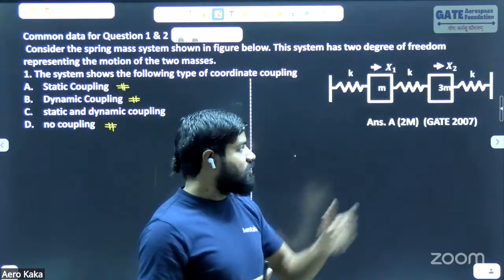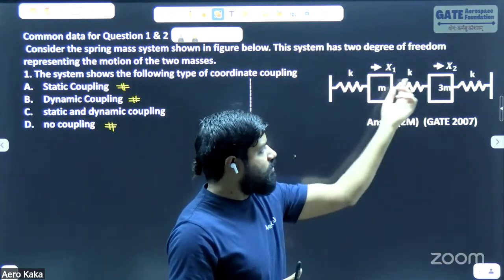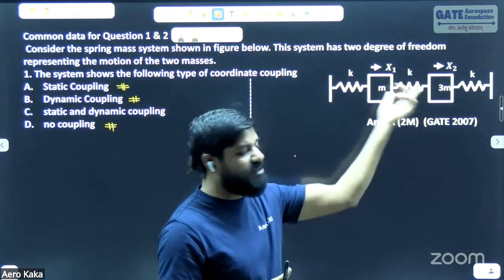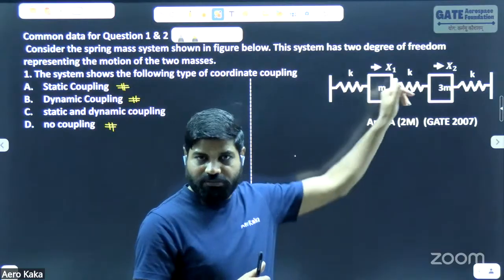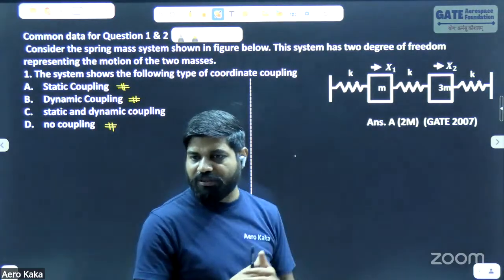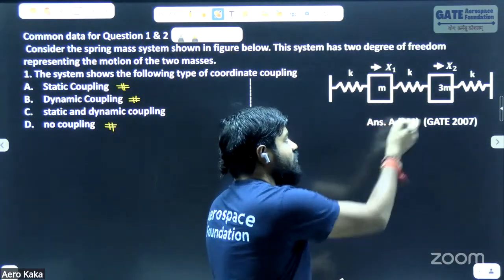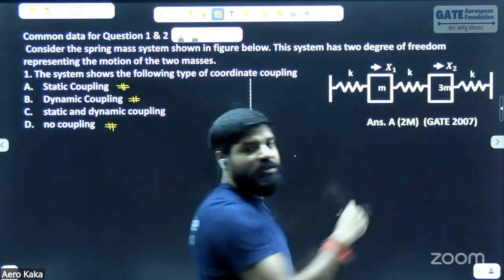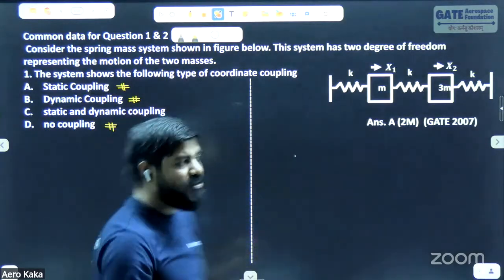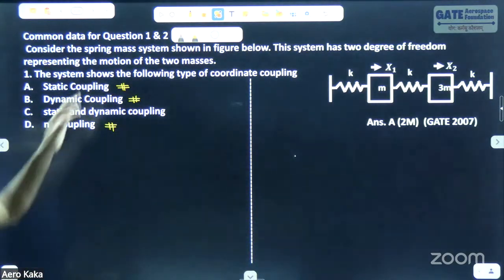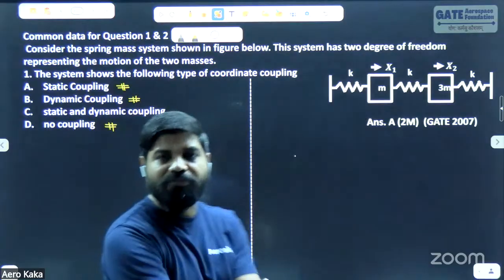Or simply you can say this is the coupling between the two masses with the help of this spring. So if we remove it, then the motion of this mass and the motion of this mass are independent of each other, meaning that's the case of no coupling. First one is static coupling. What do you mean by static coupling?